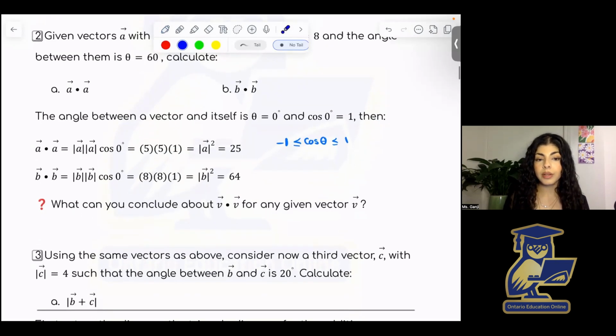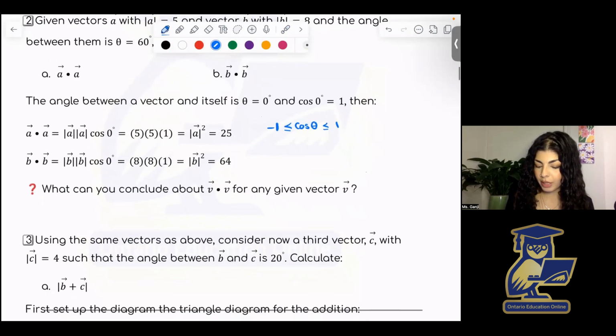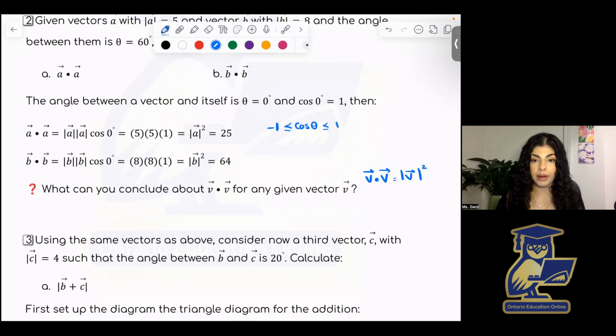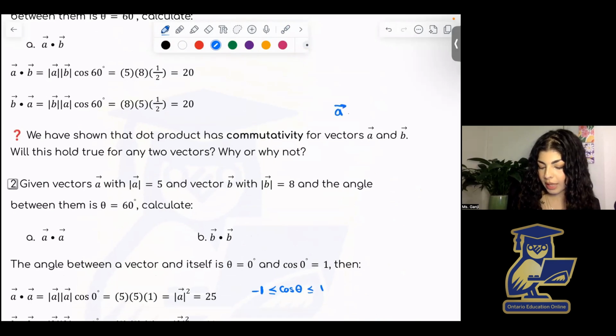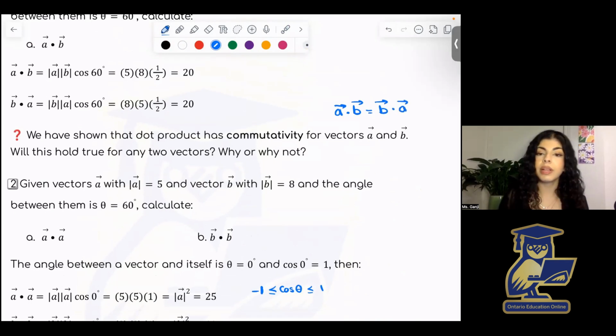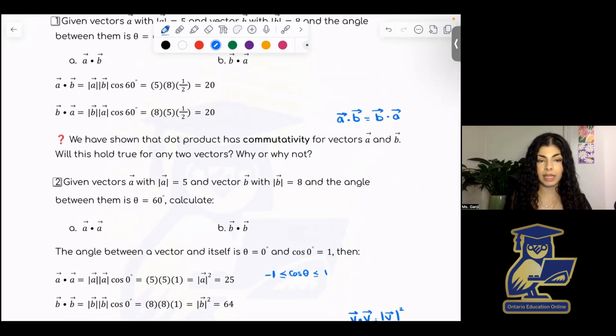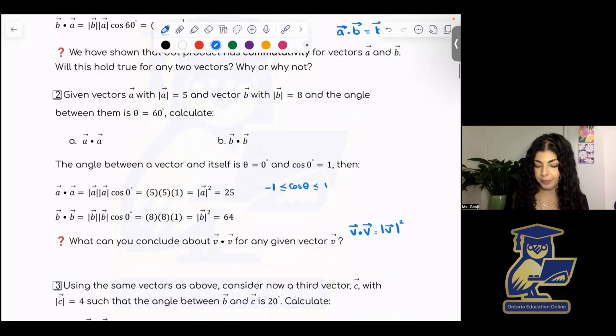So now, what can we conclude about the dot product of a vector, any random vector v, with itself? And I hope you see here that we can conclude that v dot v is the magnitude squared. And maybe I'll add here for you as well, from here we concluded that a dot b is equal to b dot a. And so I do have a list of all of these properties later in this lesson, but I'm just showing you example by example the conclusion that we're reaching.